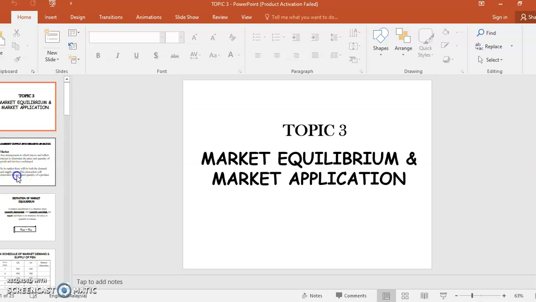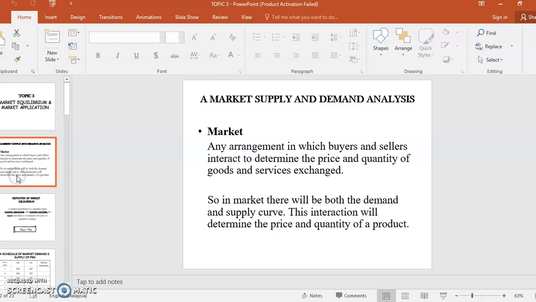Okay, first we go to the definition of market. What is meant by market? Market means any arrangement in which buyers and sellers interact with each other to determine the price and quantity of goods and services exchanged. It is a place where the buyers and sellers interact to determine the price and quantity. Tempat di mana buyer and sellers bertemu untuk tentukan harga dan quantity yang hendak dijual lah, ataupun harga yang akan ditentukan oleh buyers and sellers.